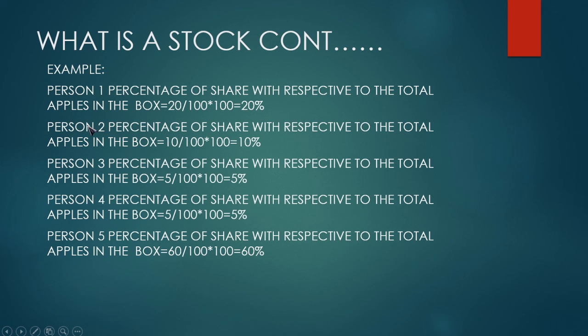Person 2's share with respect to the total apples in the box is 10%. So person 2 holds 10% of the share in the 100 apples of the box. Out of the 100 apples he has a 10% share. Person 3 holds 5% of the share, person 4 holds 5%, and person 5 holds 60%. Since he has the most apples in his hand, he has a 60% share in the apple box.